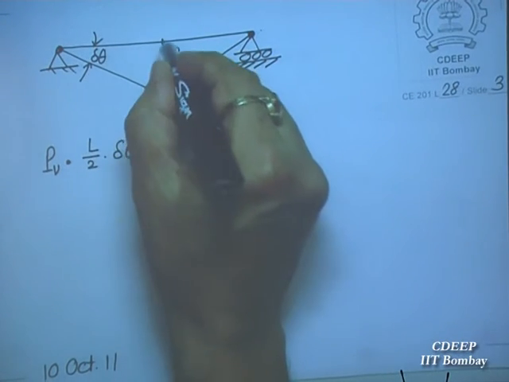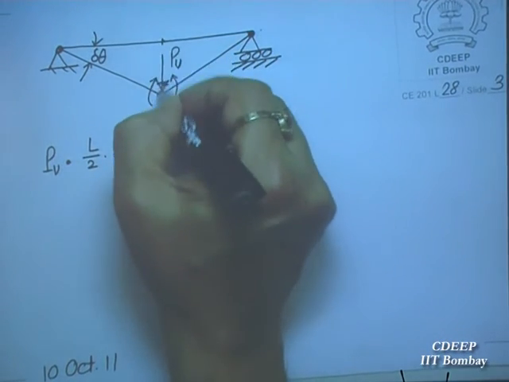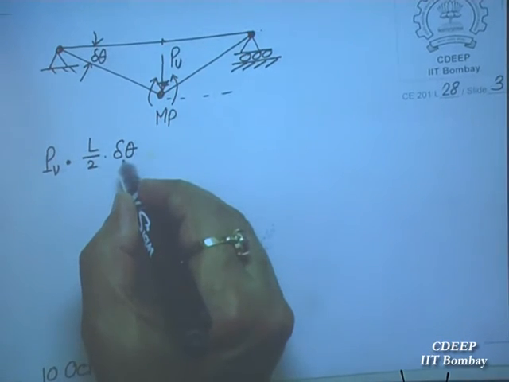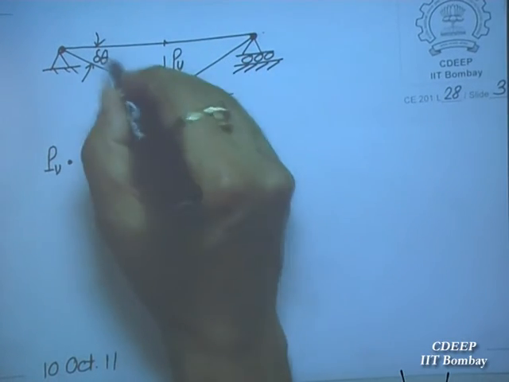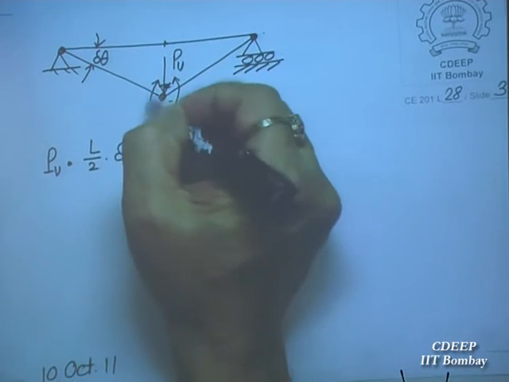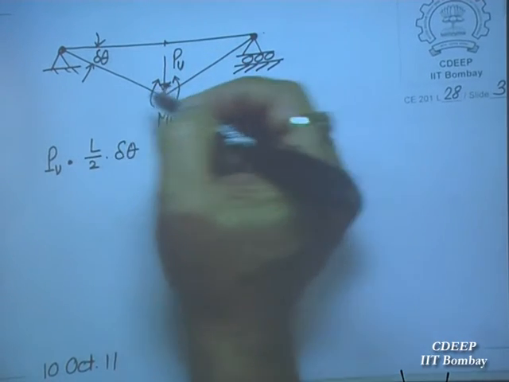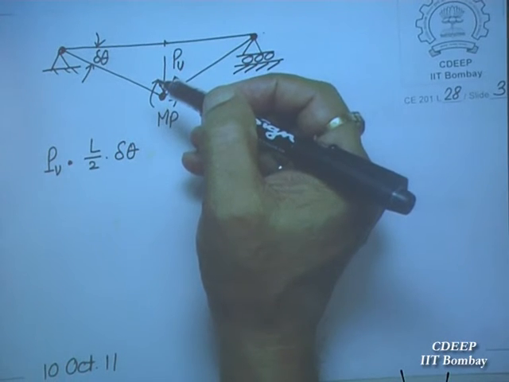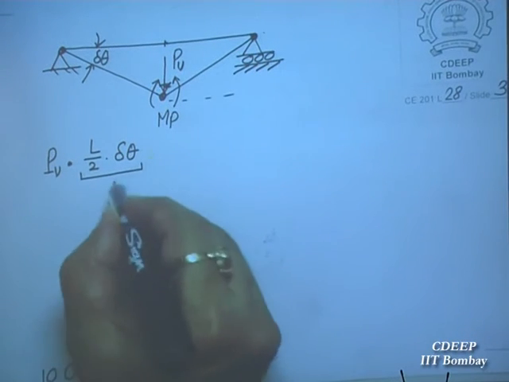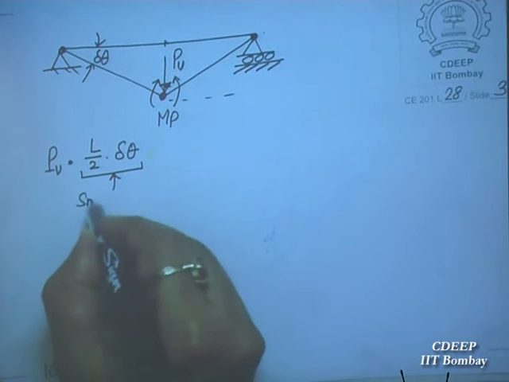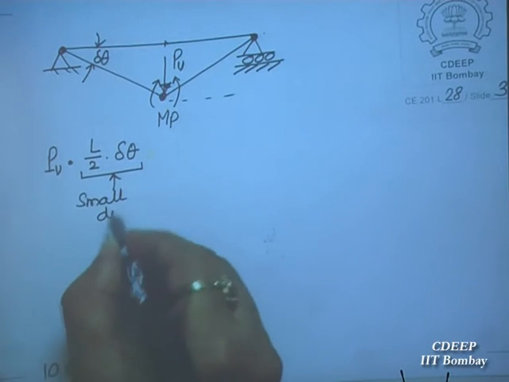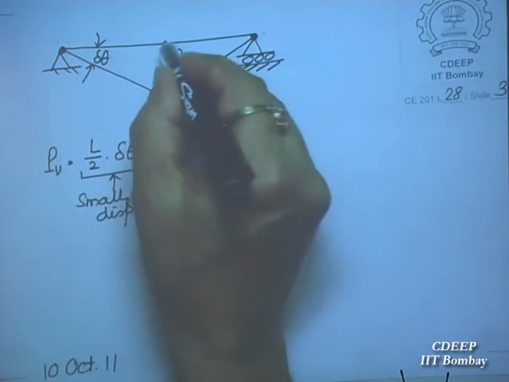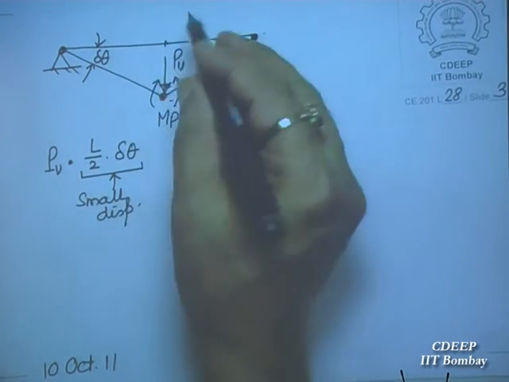PU, from here to here it has come down. This displacement is how much? L by 2 into delta theta. Is it okay? Small displacement. This vertical displacement will be L by 2, approximate. It is the arc of a circle. We are taking a small displacement still. We are not considering large displacement. This is based upon a small displacement theory. We are saying that the inclined length and horizontal length both are the same.